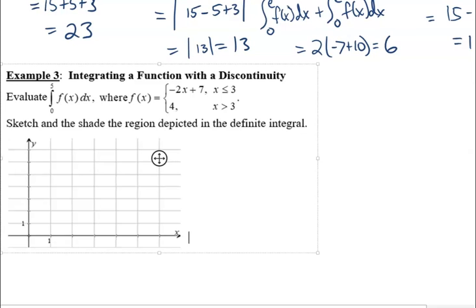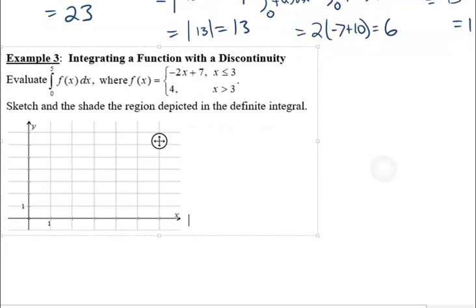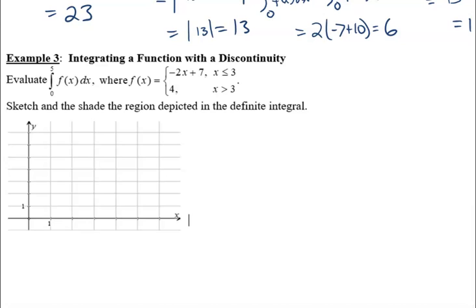Okay, last example here. Evaluate the integral from 0 to 5 of f of x, where f of x is this piecewise function. We're going to do this geometrically by looking at the graph. When x is less than or equal to 3, our function is negative 2x plus 7. I'm going to plug 3 into that, so I get negative 6 plus 7 is 1. So I have a point at (3, 1), with a slope of negative 2, or y-intercept of 7. Let's see, 1, 2, 3, 4, 5, 6. This does go up to 7.